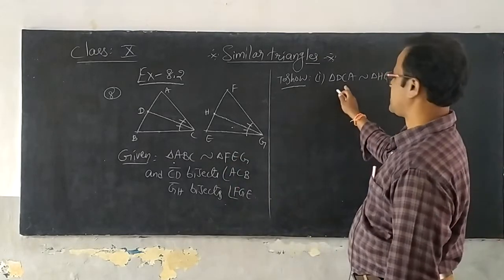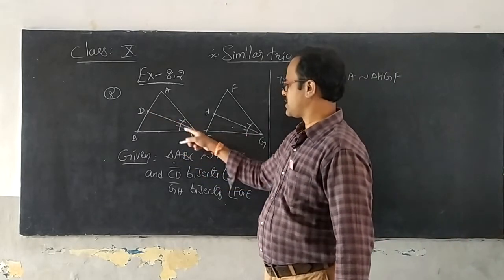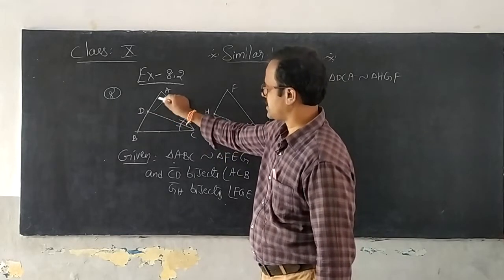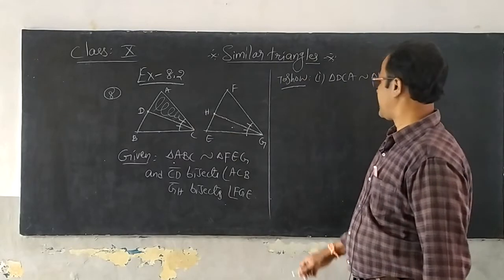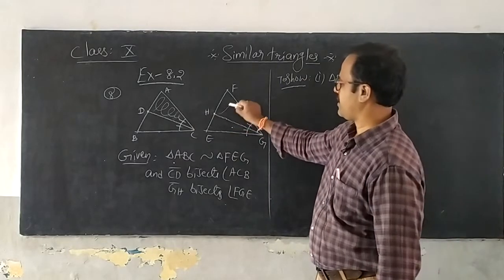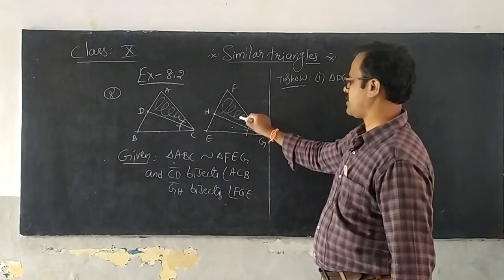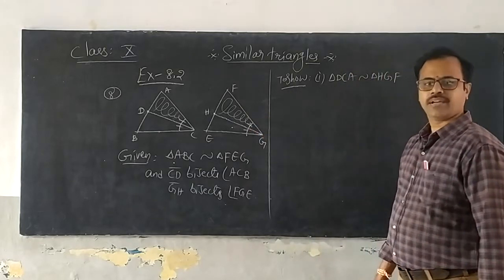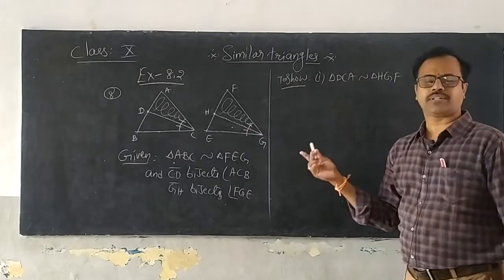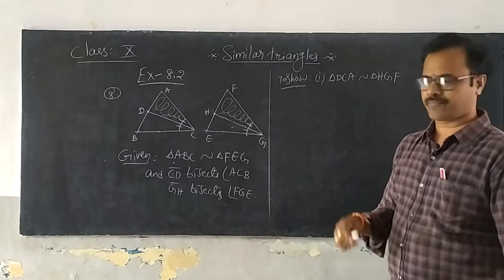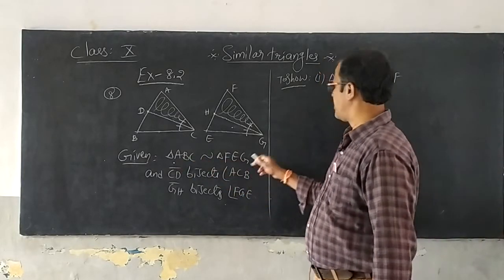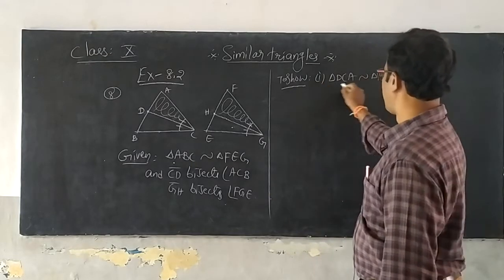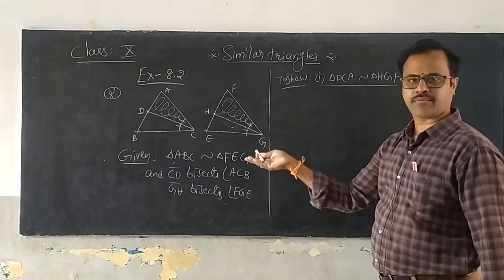You observe, where is DCA? DCA, yes, this is the triangle. And HGF, very nice. This is our triangle. In these 2 triangles, you have to show that they are similar to one another. As it is given ABC is similar to FEG, I am proving the first one. Next I go to the second one, okay?